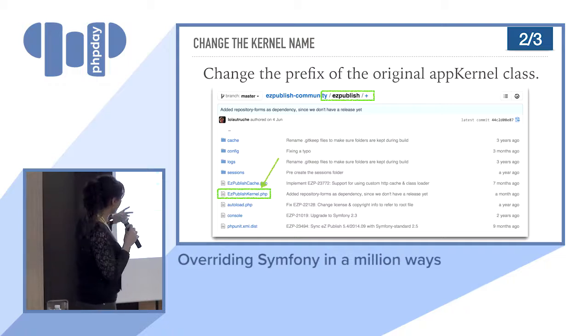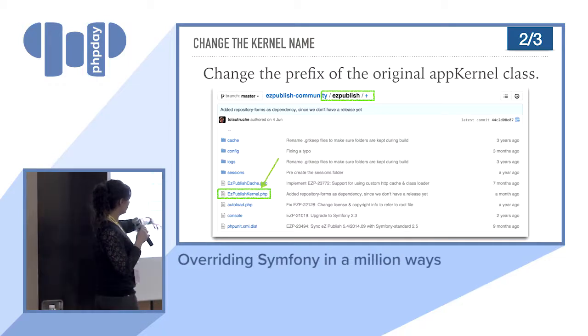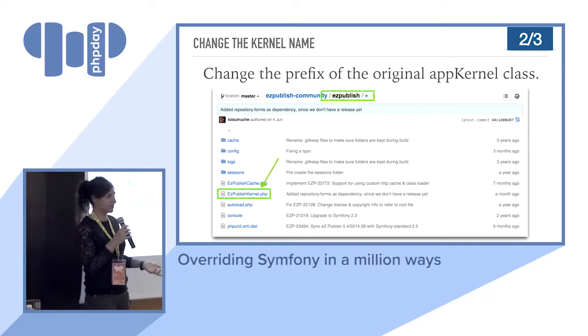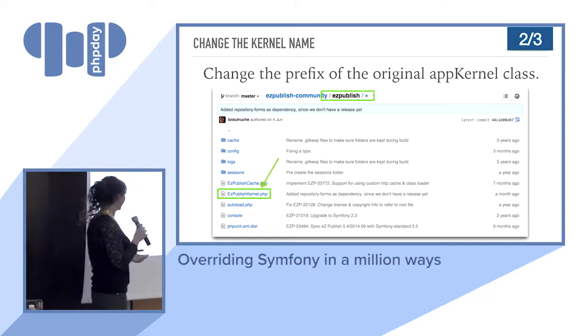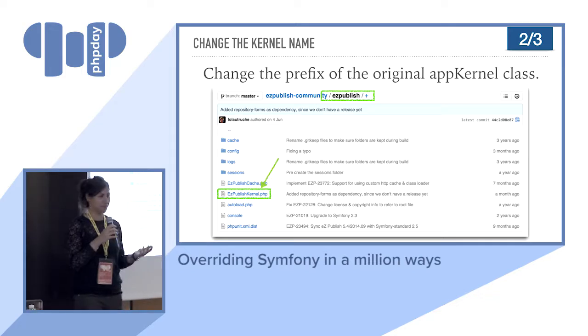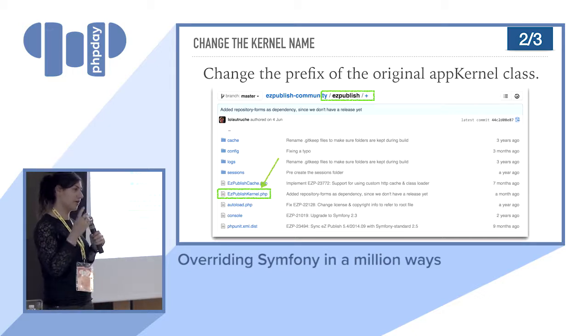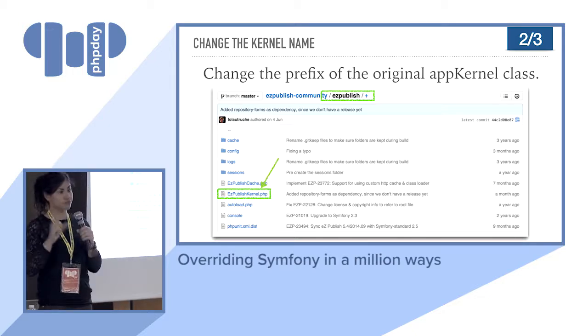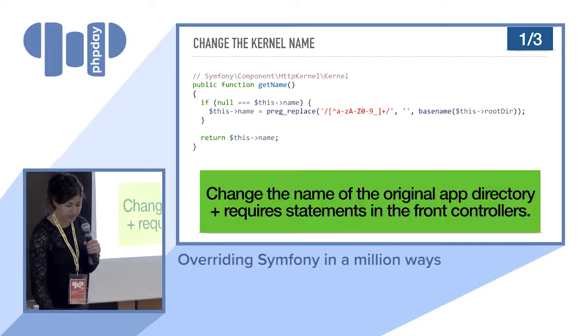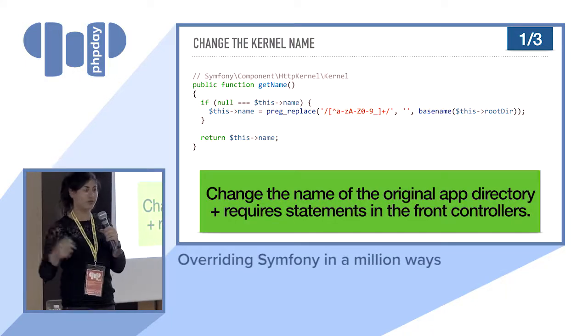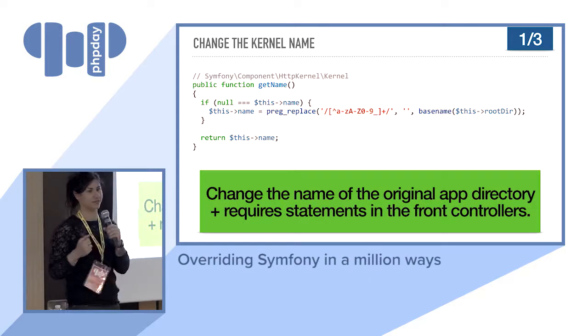And the second thing you have to do is to change the prefix you have here. Before it was app kernel. You know this class very well. You have to know it. And yeah, it works, okay? If you want to change the way the kernel root dir is going to be, you just have to change this method here. You can override it directly in your app kernel or whatever kernel class, okay?